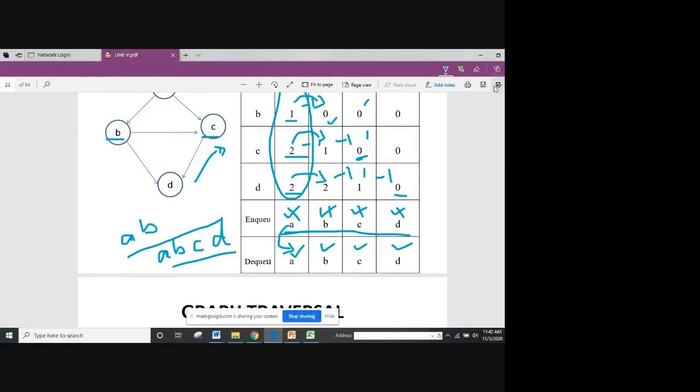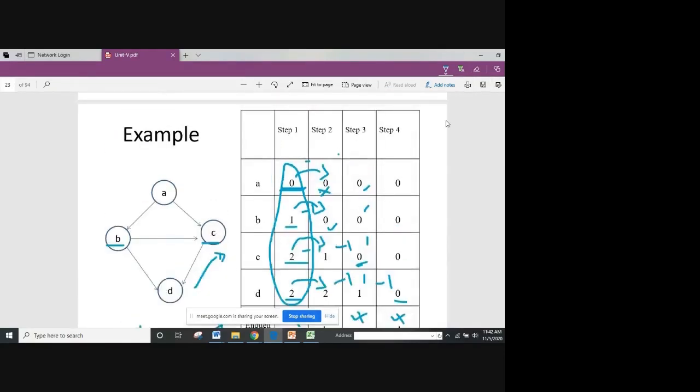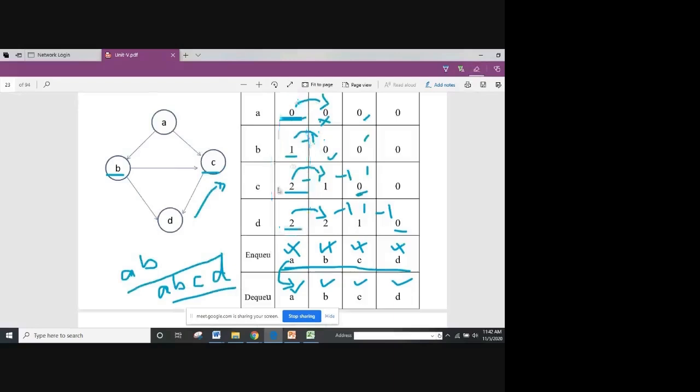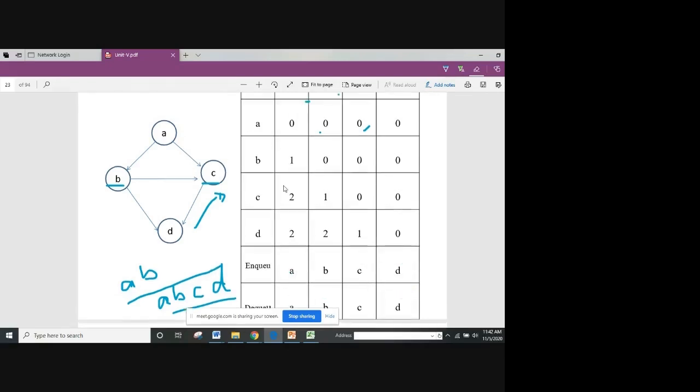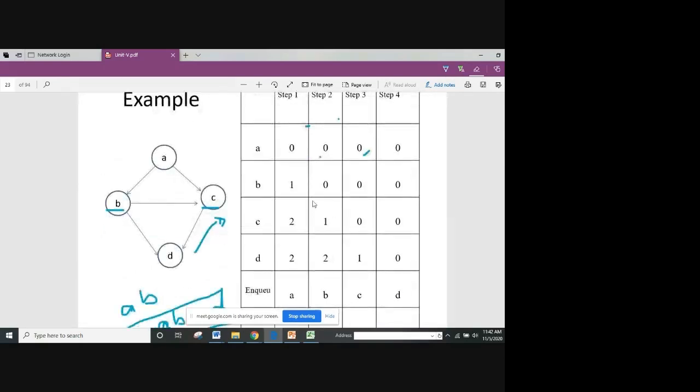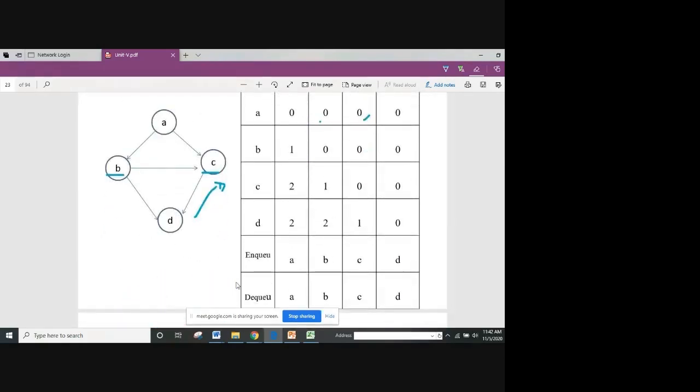Ma'am, in a case where two are zeros, like A and B both are zeros, take it in any order. You can take any order. But normally we follow the alphabetical order, right? See, in this case, you are getting A, B, C, D.